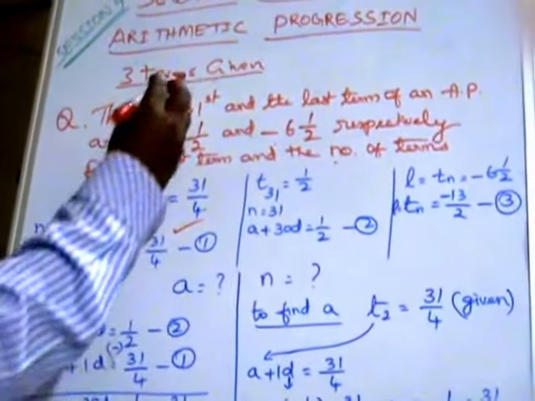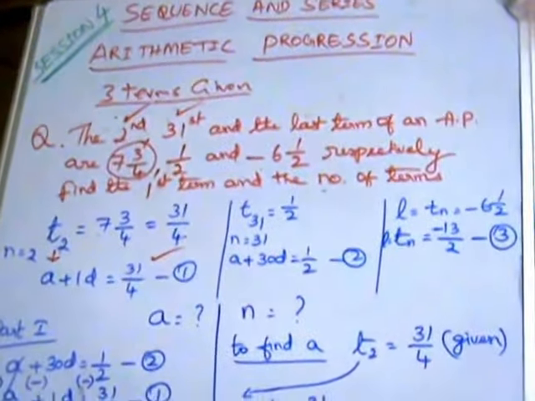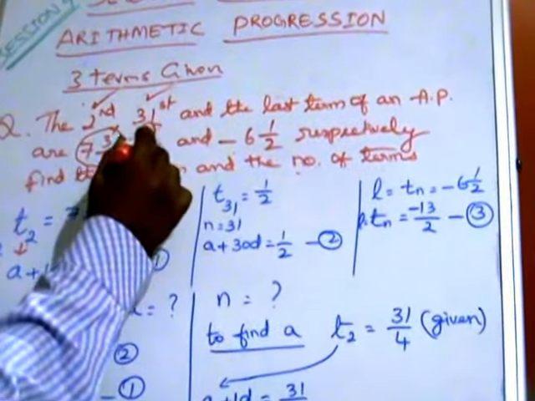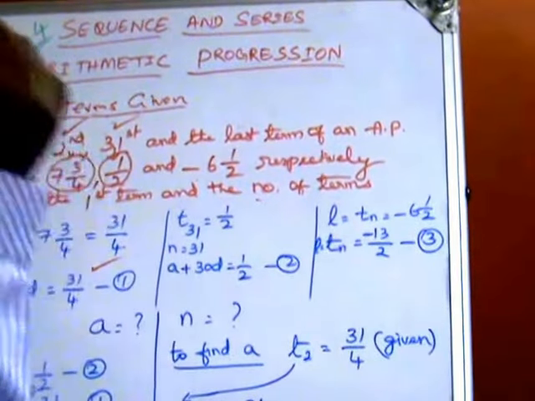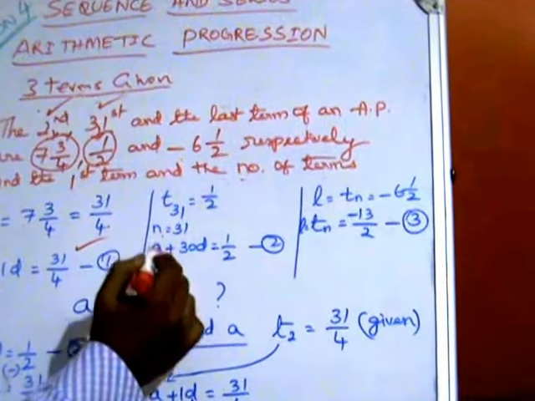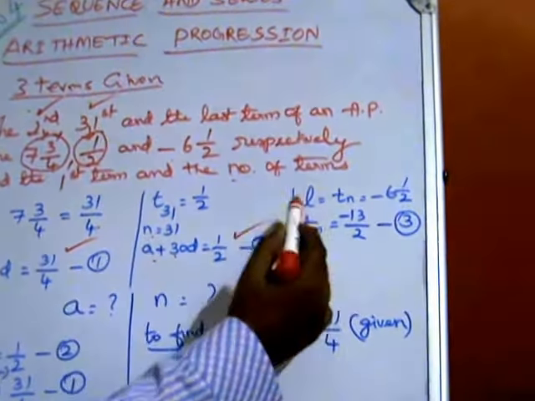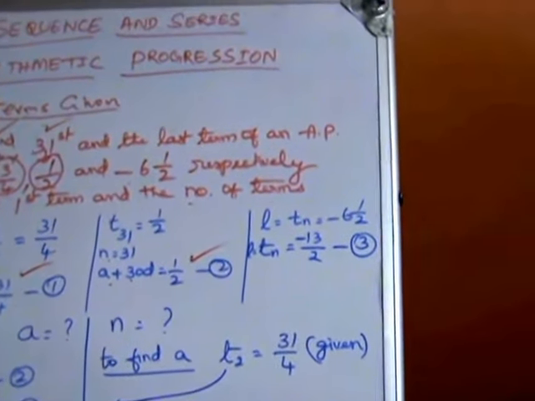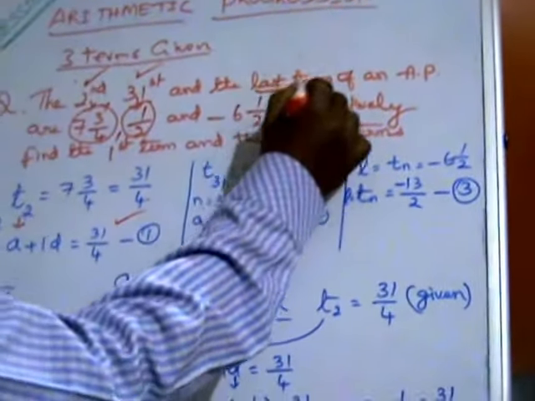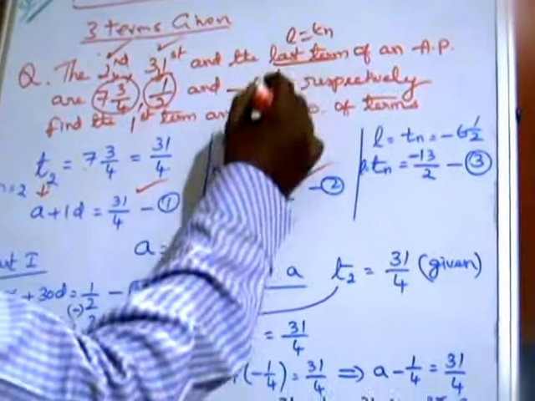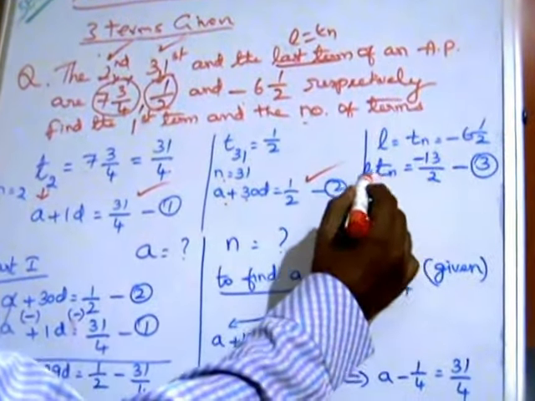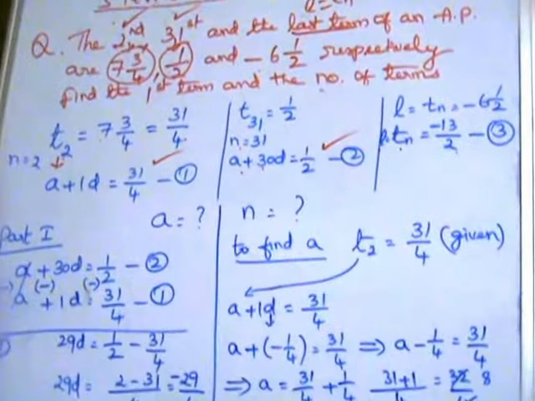Next they give the 31st term, equation number 2. Term 31 is given as half. So for 31 you must reduce 1: A plus 30D equals half. This also you know. Equation number 2. And it says the last term. The last term is called L or Tn. That is given as minus 6 and half, or L or Tn is minus 13 by 2.